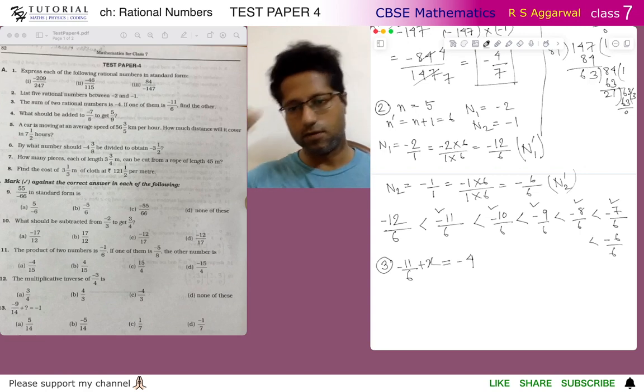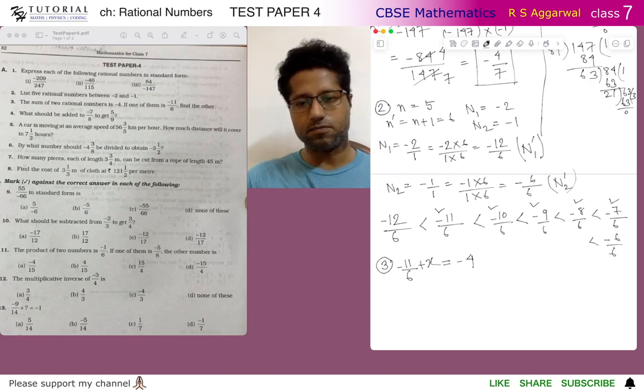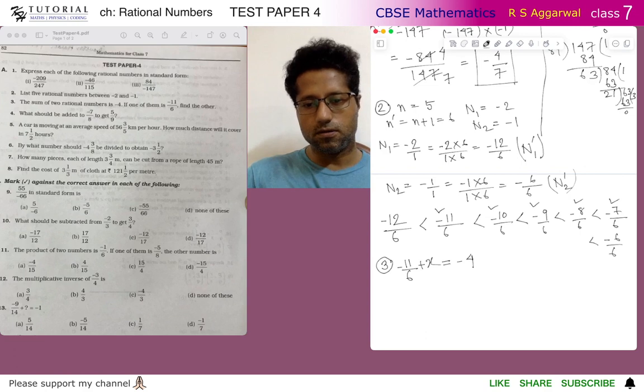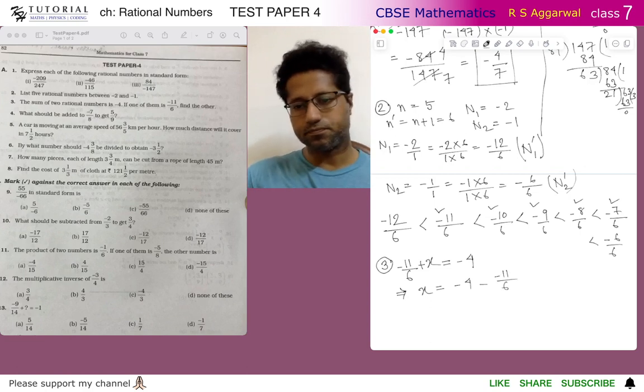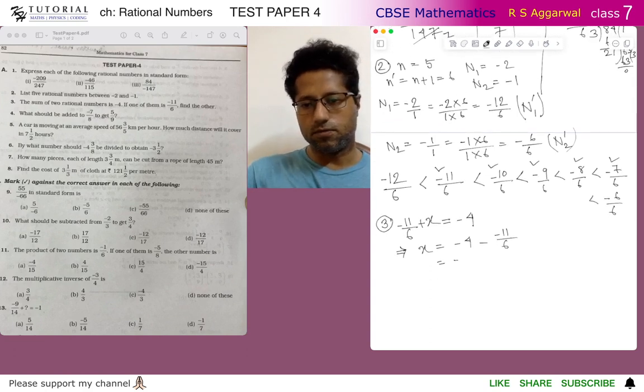Let the other rational number be x. So we have minus 11 by 6 plus x equals minus 4. From here we get x equals minus 4 minus 11 by 6. Minus 4 is minus 4 by 1 and this is minus 11 by 6.